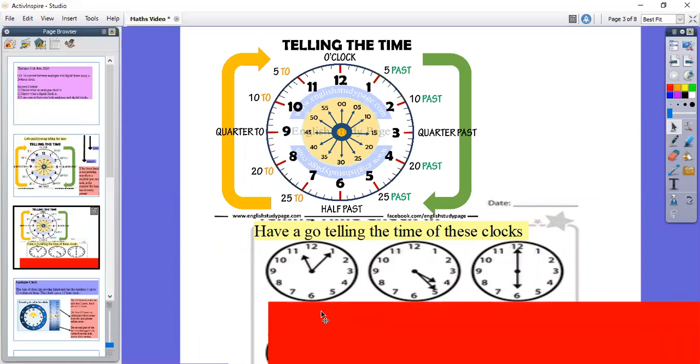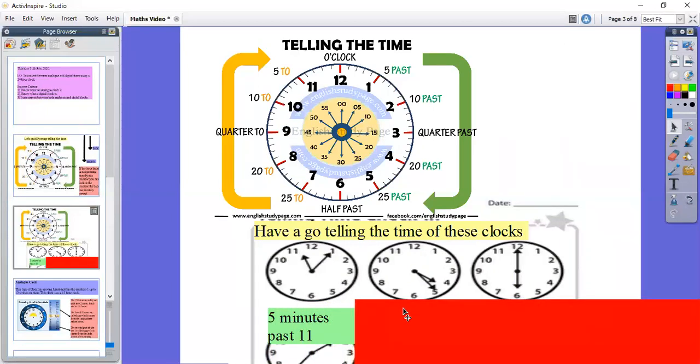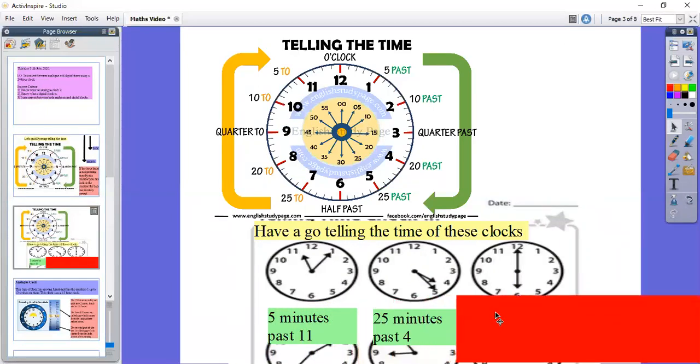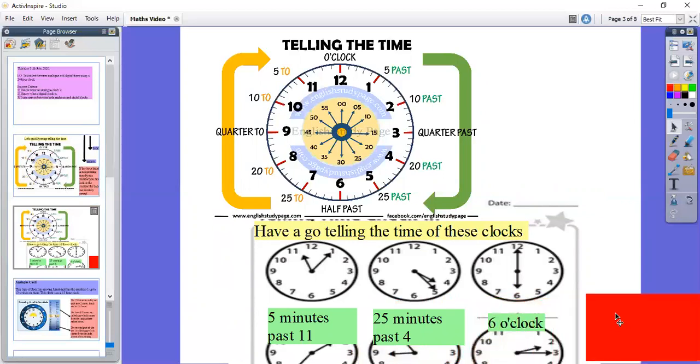Okay, the first one is 5 minutes past 11, 25 minutes past 4, and 6 o'clock. I hope you did find that quite easy.